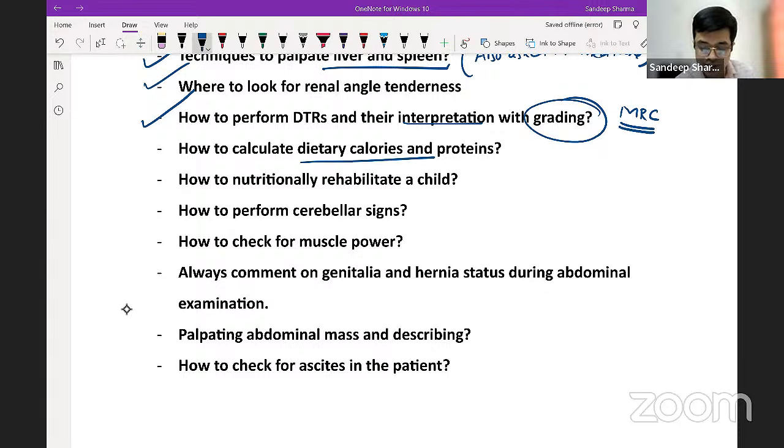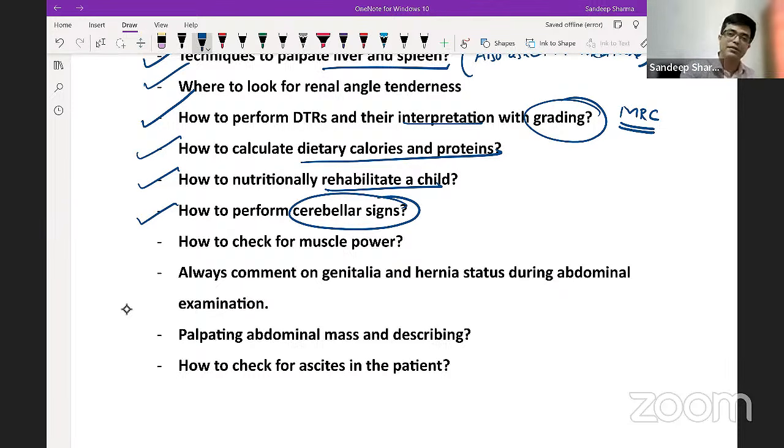Then how to calculate dietary calories and proteins. I've already told you. You need to remember from ICMR. How to nutritionally rehabilitate a child, I just told you. How to perform cerebellar signs. Cerebellar signs, again, very important. What are the cerebellar signs? How will you perform them?